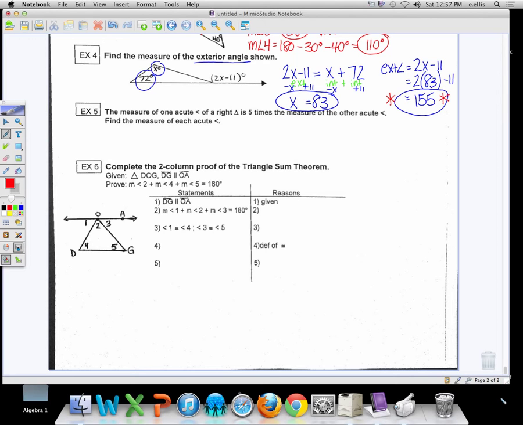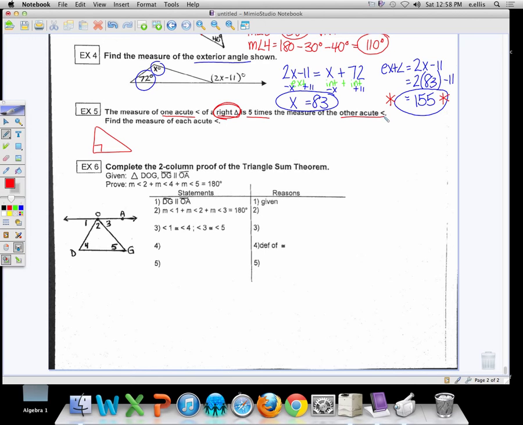Example 5. Ooh, this one we may have to make our own picture for. The measure of one acute angle of a right triangle is 5 times the measure of the other acute angle. Find the measure of each acute angle. Now they are giving us good clues in here. Let's kind of pick it apart. We have an acute angle of a right triangle. Ooh, that right away, I can draw a right triangle. That's an easy little clue.